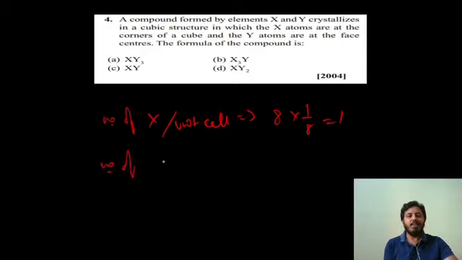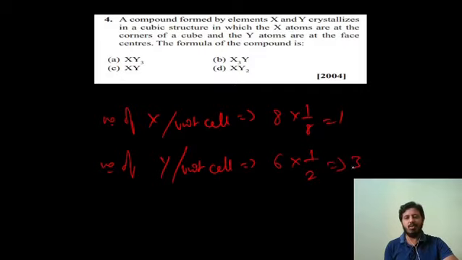Similarly, the number of atoms of Y per unit cell is, where are the Y atoms present? They are present at the center of each face. We have 6 faces and its contribution is 1 by 2, that is equal to 3. So the formula of the compound is XY3. And it's option A.